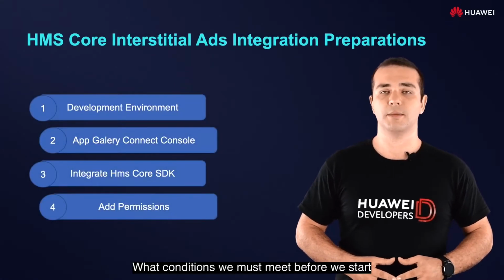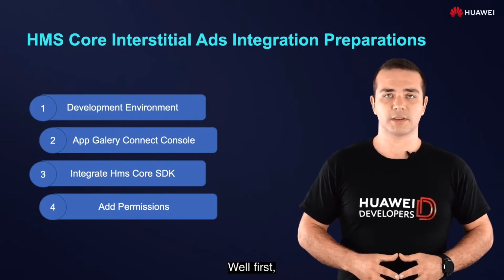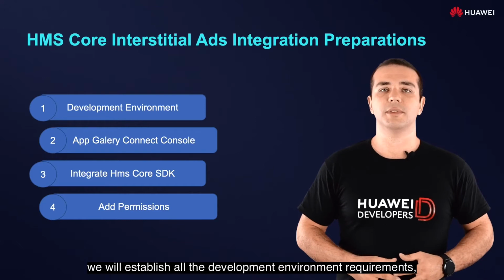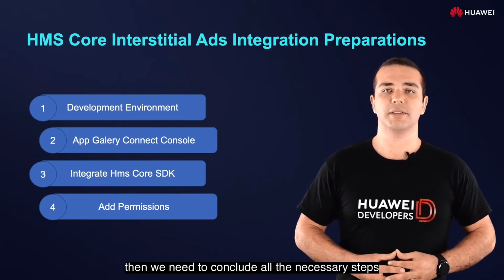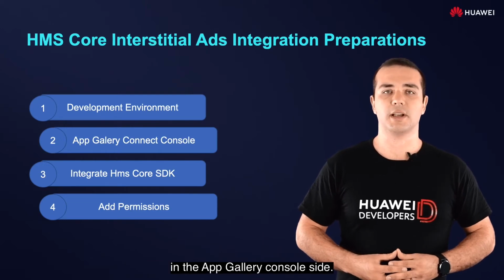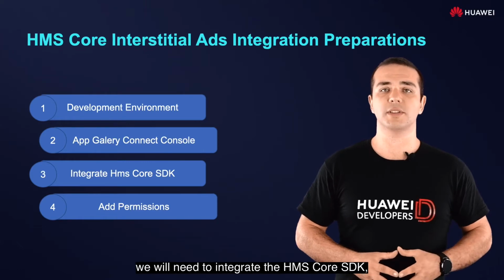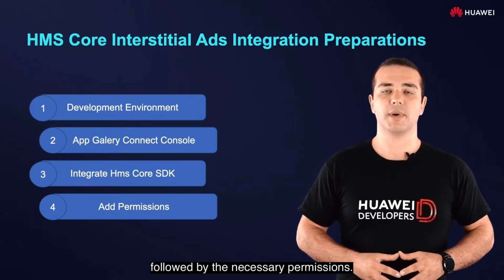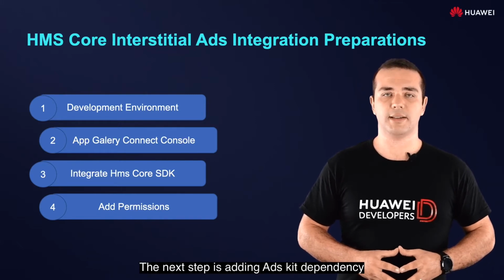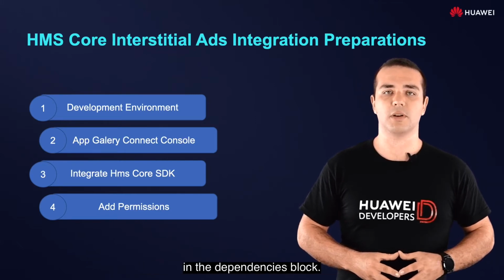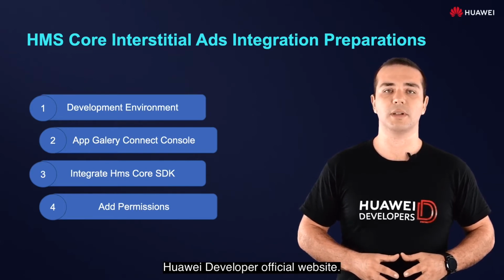What conditions must we meet before we start integrating interstitial ads? Well, first, we will establish all the development environment requirements. Then, we need to conclude all the necessary steps on the AppGallery console side. Afterwards, we will need to integrate the Huawei Mobile Services Core SDK, followed by the necessary permissions. The next step is adding the AdsKit dependency in the dependencies block. You can find the latest version on the Huawei Developer official website.